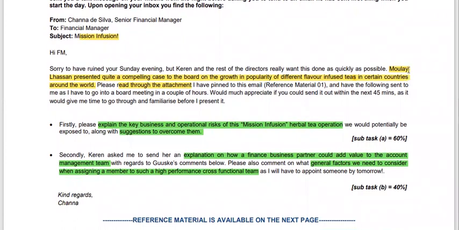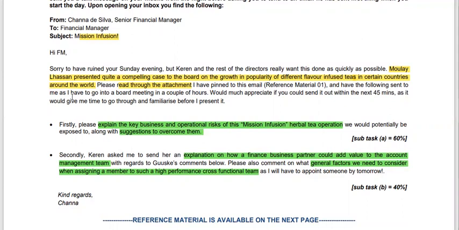An individual known as Mole has presented quite a compelling case to the board on the growth in popularity in different flavor infused teas in certain countries around the world. First things first, the examiner is highlighting the fact that we are trying to introduce a new product to the market, flavor infused teas. At the moment, we are not doing it. Just go through the pre-seen analysis video which we had done as part of webinar number 2. It's under the free content. Then you'd realize that Piping as a company is not too much into flavor infused teas as yet.